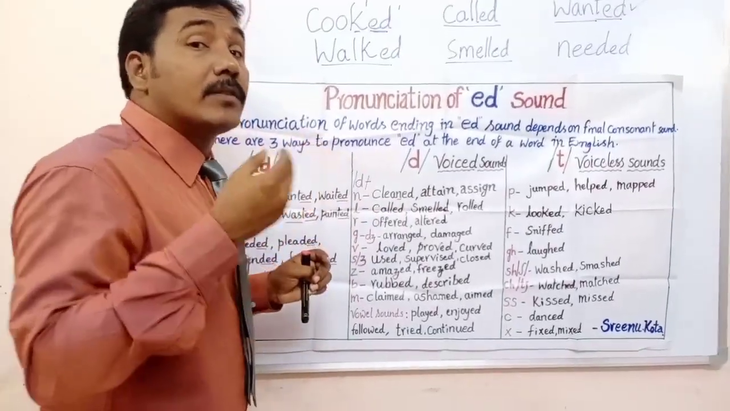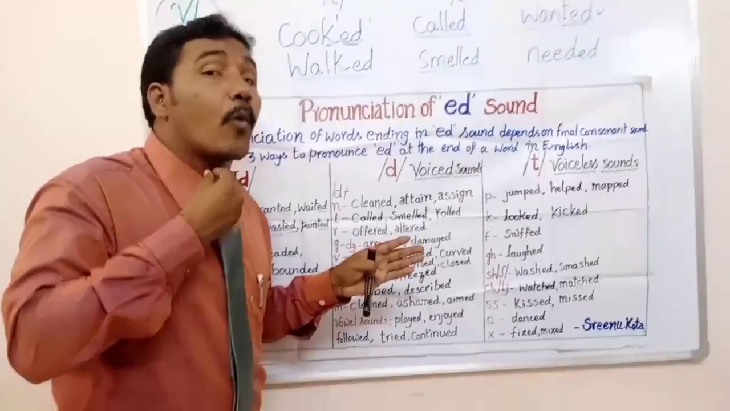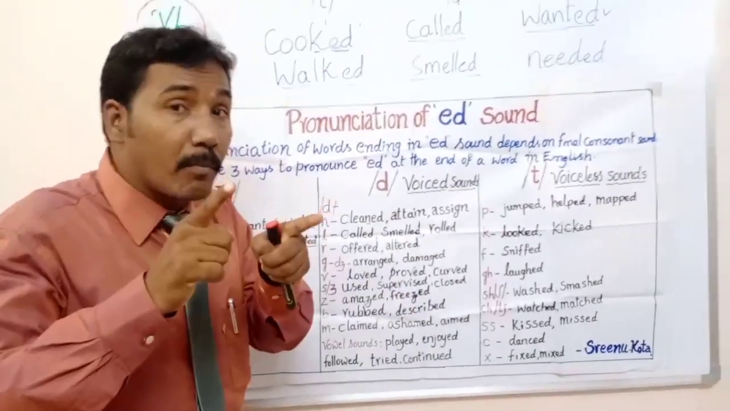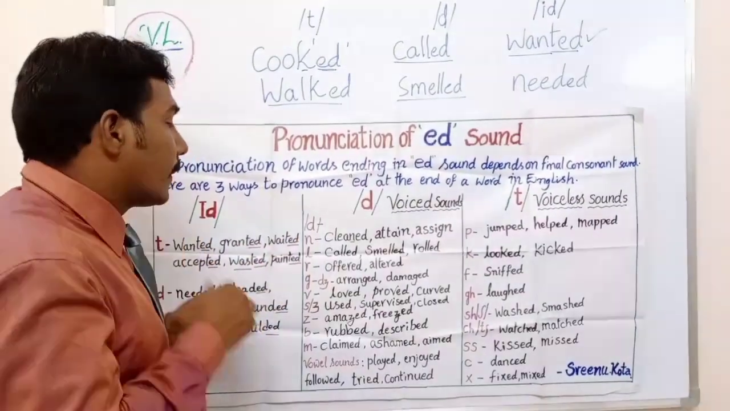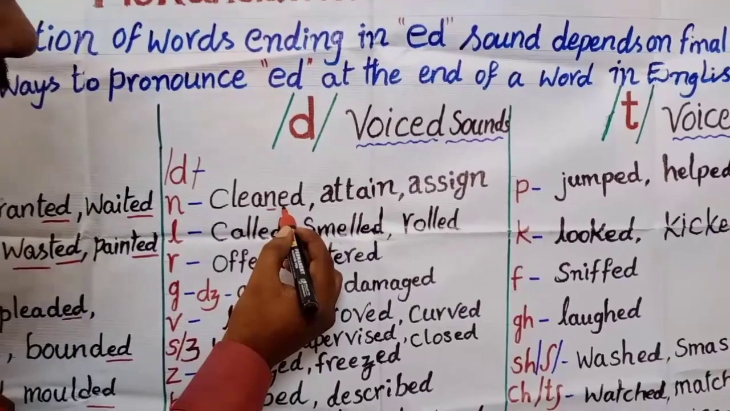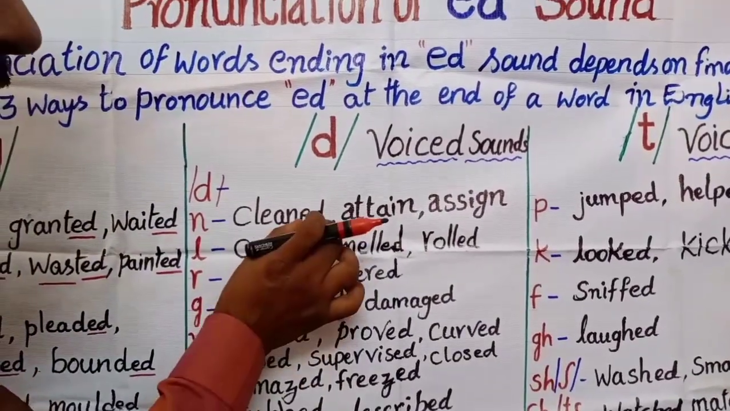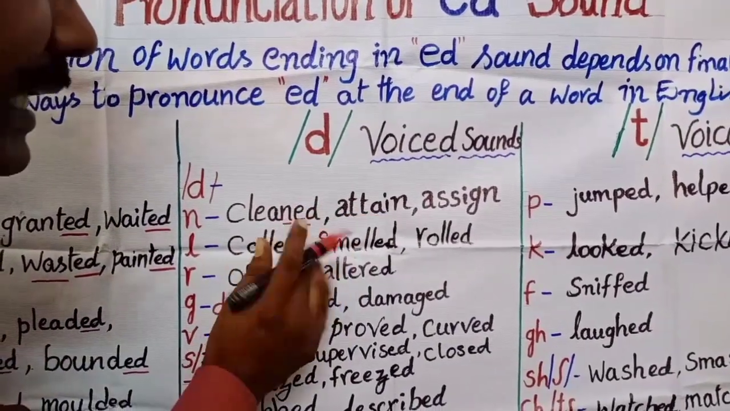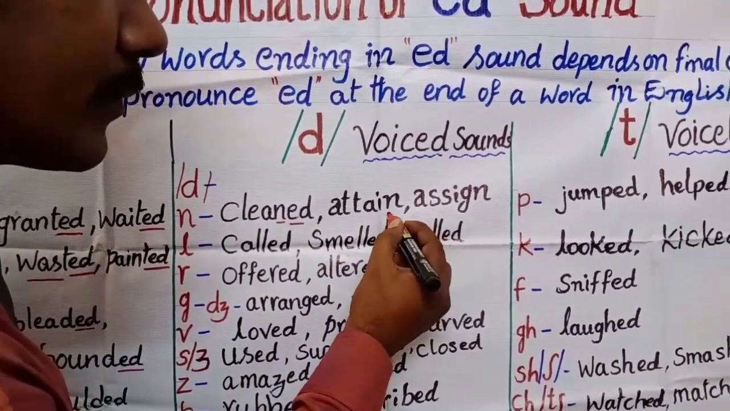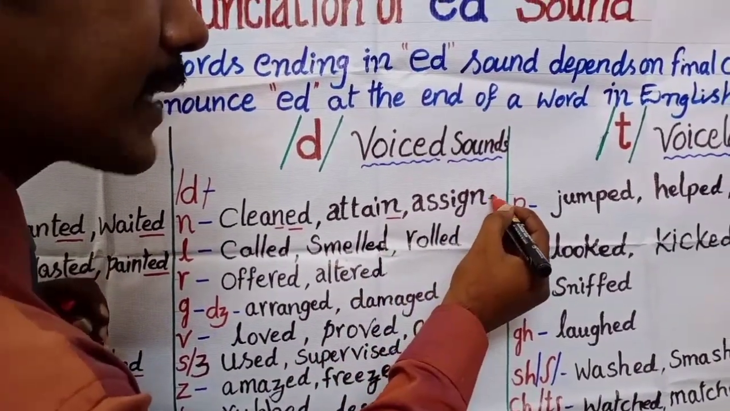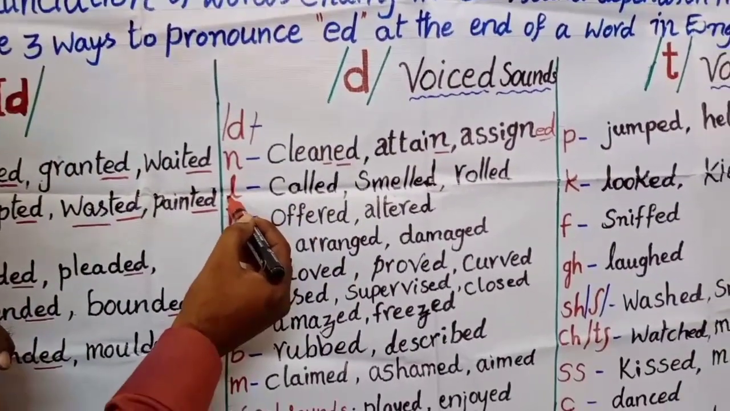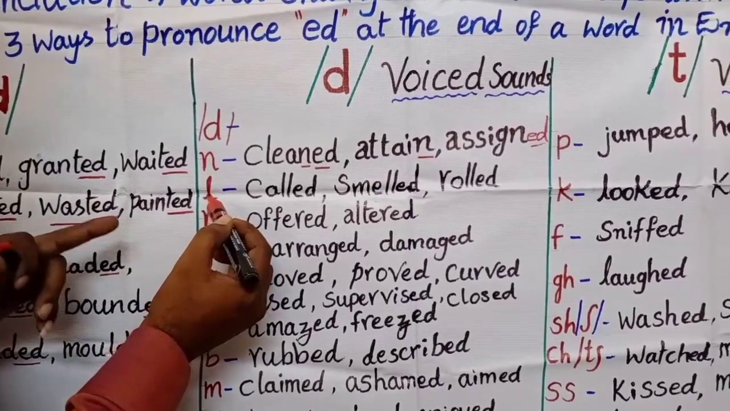Okay, yes, these voiced sounds come from the throat, not from the mouth. Okay friends, for example, clean, cleaned. This ed is pronounced d, cleaned. Attain, attained. Assign, assigned. Okay friends, next l, next voiced sound, l.